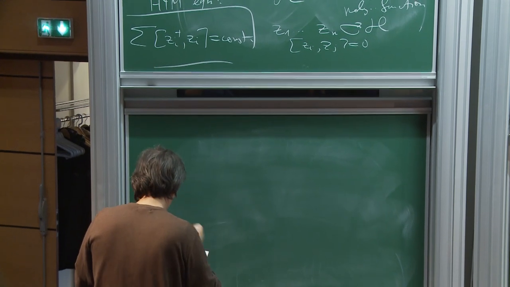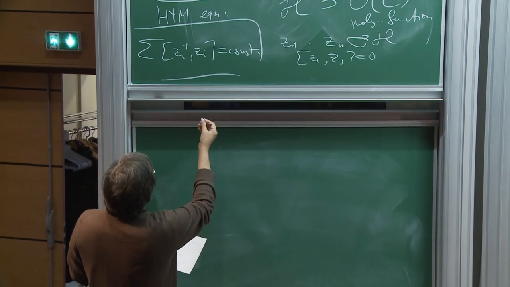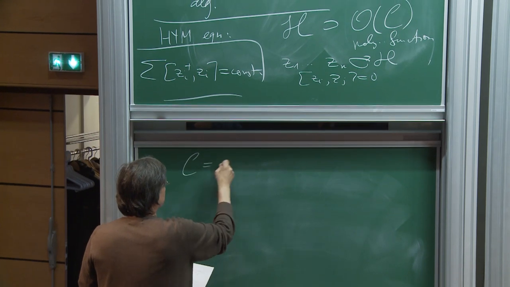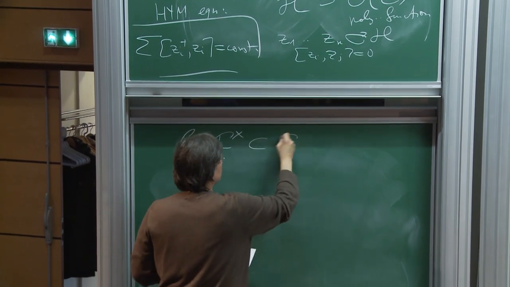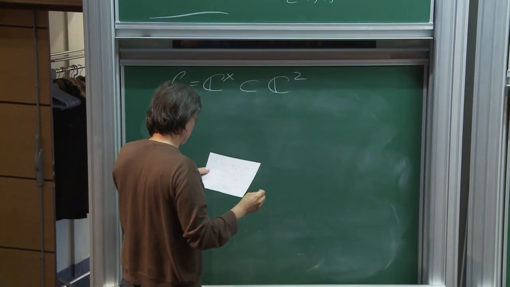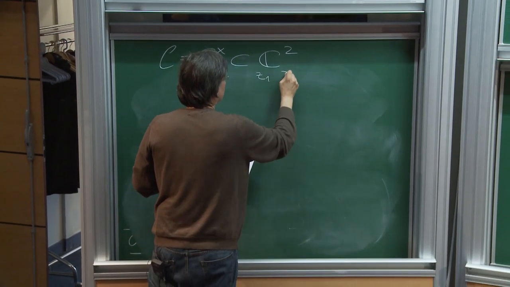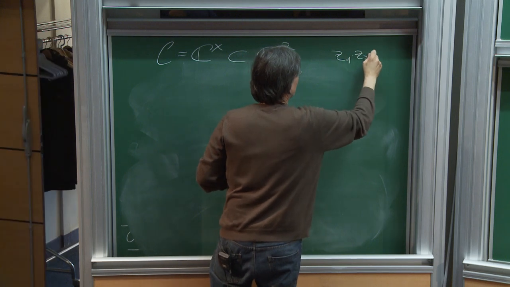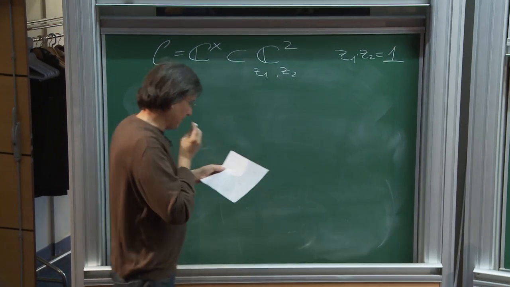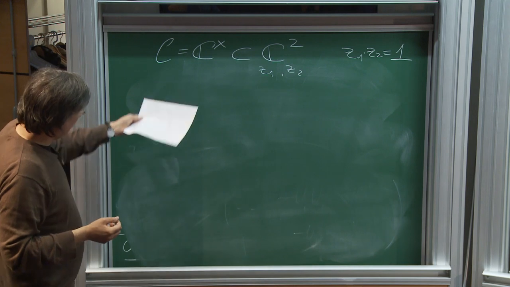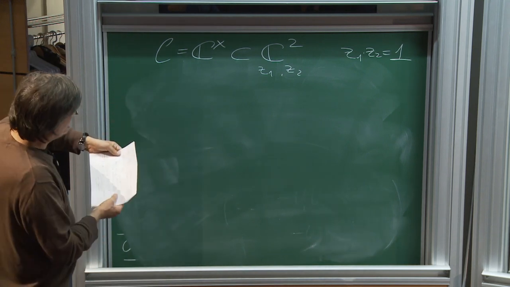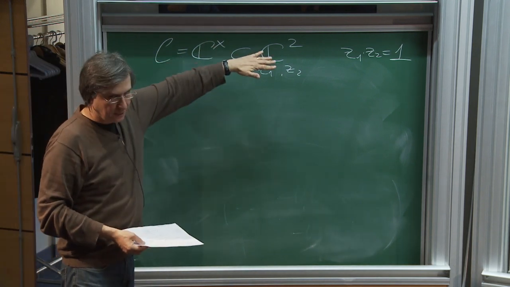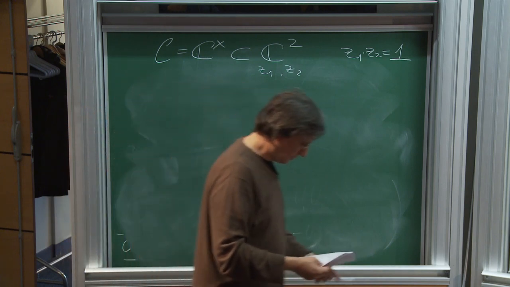An example is very simple. First, the simplest non-trivial example: the curve is C star, sitting in C squared. So here we get coordinates z1, z2, and it's given by the equation z1 times z2 is equal to 1. Hyperbola. From the real point of view, it's some two-dimensional surface in R4, and it's minimal because it's scalar geometry.